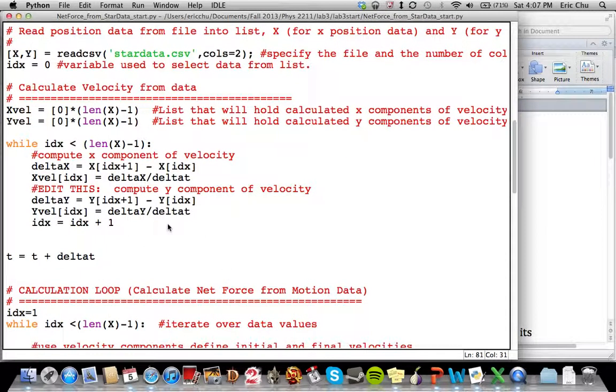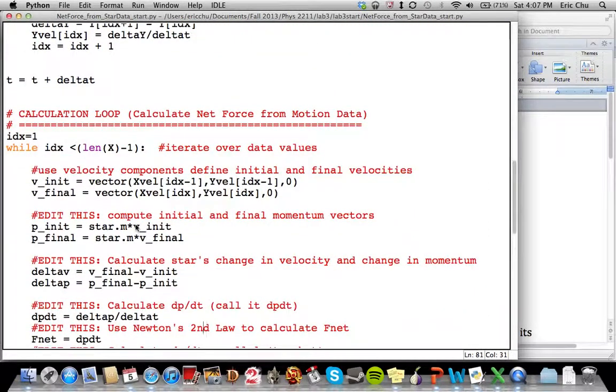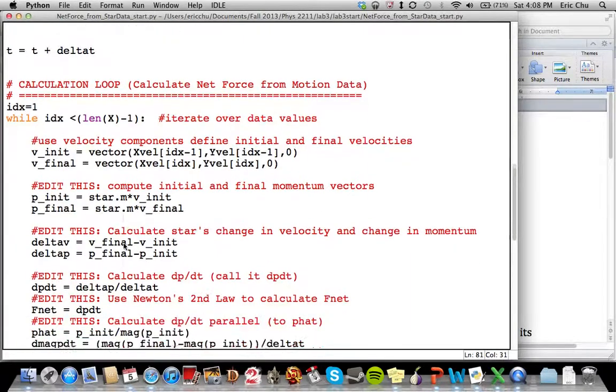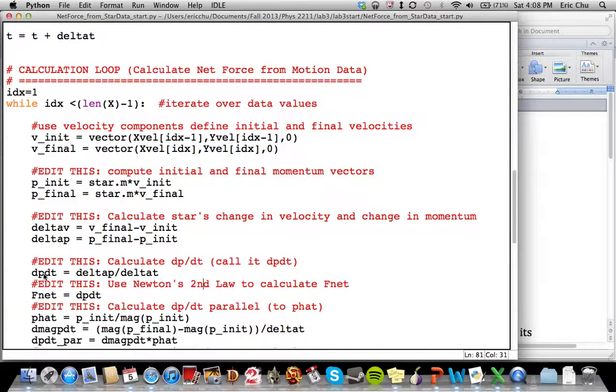We take the position data of our star, and for every 3 consecutive points, this iteration will calculate the velocities of our star, and we'll multiply these velocities by the star mass to get the initial and final momentums. From this, we'll be able to calculate dp/dt by dividing delta p by delta t. And again, we're going to set Fnet equal to dp/dt here because we're going to assume that the only force is the gravitational force.